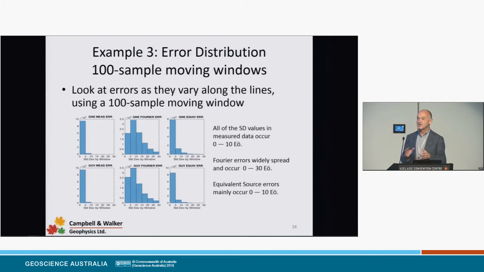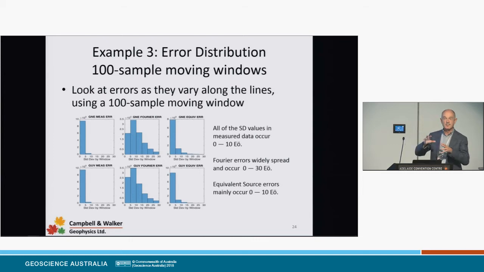We see the measurement noise is really tightly confined, all within 10 eotvos and almost all below 5, and the ones that are bad are just on 1 or 2 lines. Fourier is spread out across the whole survey. The equivalent source error is focused on a few lines only.